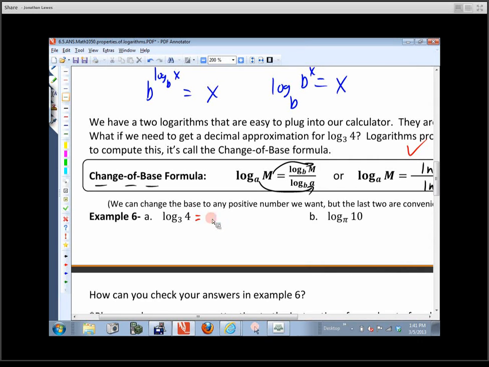So if we were doing this problem, we've got two choices to plug this into the calculator. So I could do the ln of 4 over the ln of 3. And I think I already told you, I'm biased toward ln. I like ln. It's one fewer letter and it's funner to say.